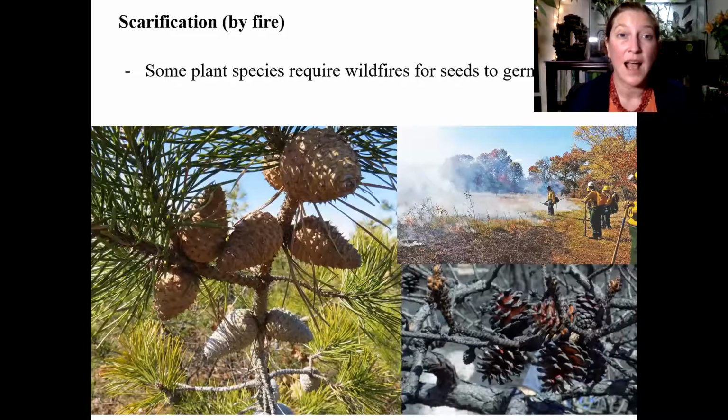Other species actually require wildfires to do the scarification on the seeds in order for the seeds to germinate and for the baby plant to emerge. So in New Jersey, for example, in the Pine Barrens, there are plants that require periodic wildfires because some of their seeds need to be exposed to fire in order to germinate.